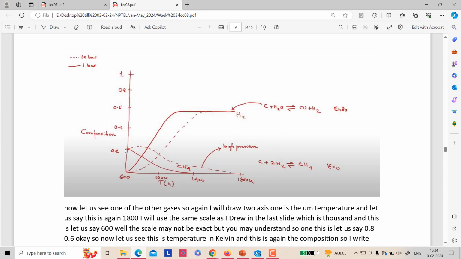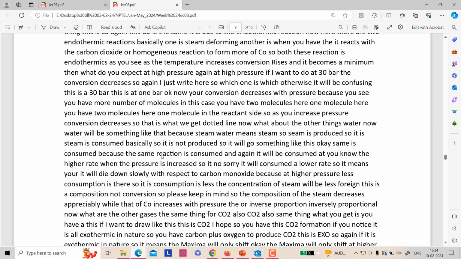Here you can see initially CH4 formation is an exothermic process. So after a certain temperature, the backward reaction will be preferred, and that is why the composition of CH4 decreases with temperature, and in the higher pressure this maxima will shift a little bit.